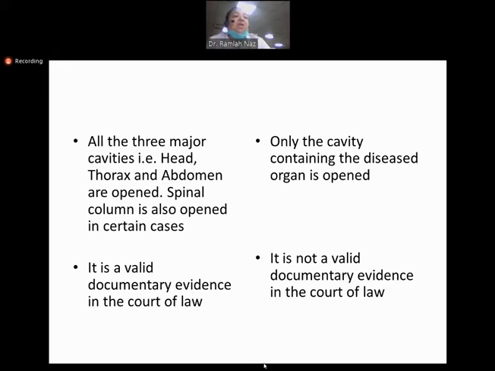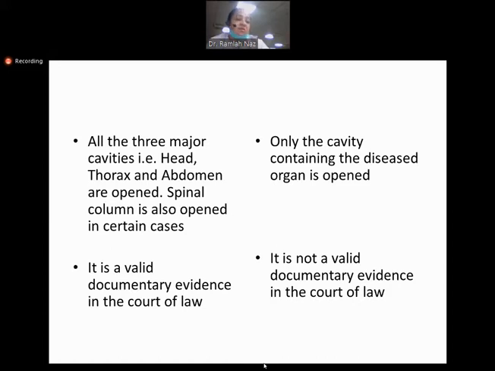ठीक है जी. But in cases of the pathological autopsy, only the cavity containing the diseased organ is opened. Like if I am giving treatment for the heart and it has not worked, then I will look for whatever changes are there in the heart. I will only go for the thoracic cavity, perform the autopsy, take the samples from there and go for the analysis. Then again we come to the medico-legal autopsy.